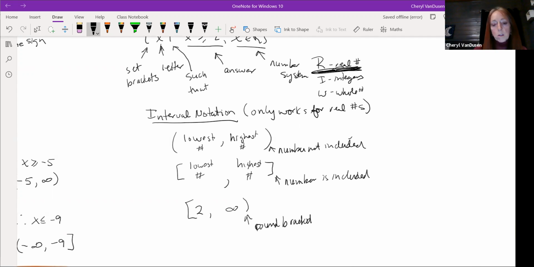So interval notation is not super hard, actually quite a lot easier than all the bits and pieces surrounding set notation, but we only will have it work for real numbers, so that's kind of a drawback.